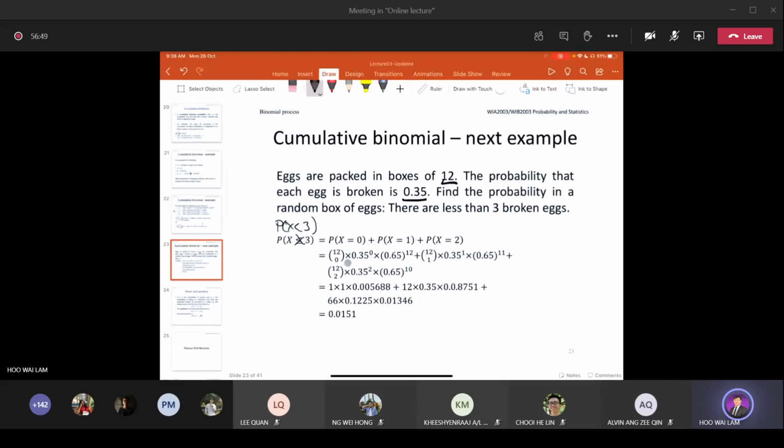All right, so again, you need to calculate over here. And when you are expanding it, it depends on you whether you're putting this one or not. In the end, you get 0.0151 for your answer.